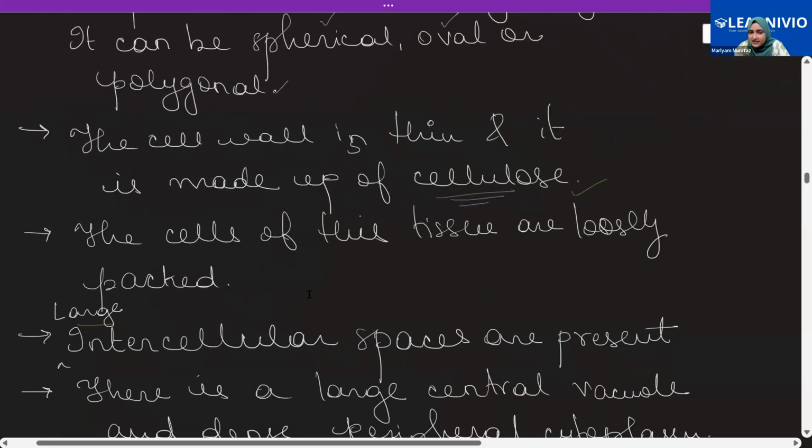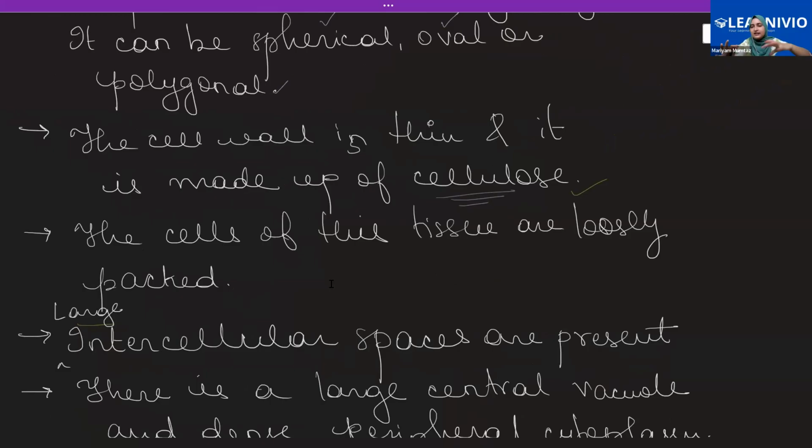Now, the cells found in this tissue are loosely packed. Meaning, it's not like they are situated very close together. No, one is here, one is here, one is here, like that. So they are very loosely packed. And because they are loosely packed, large intercellular spaces are present. Intercellular spaces means the space in between two cells in a tissue. Clear?